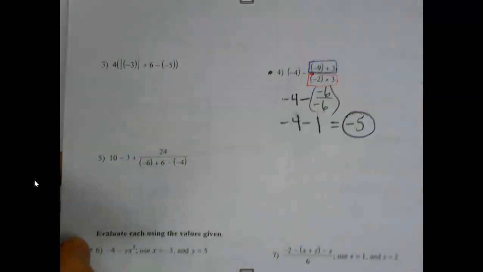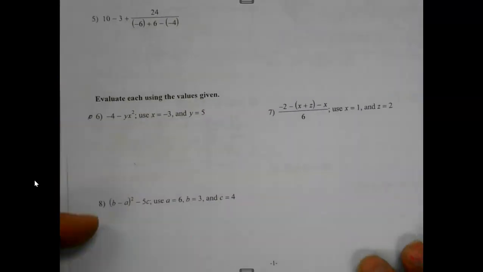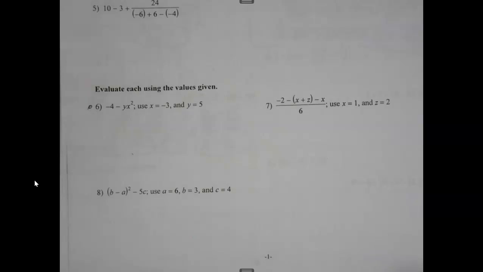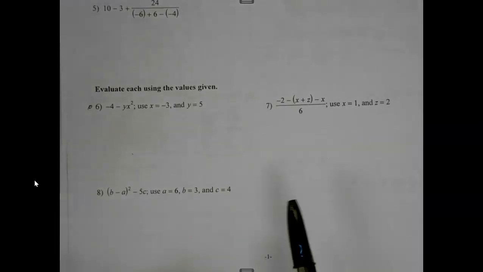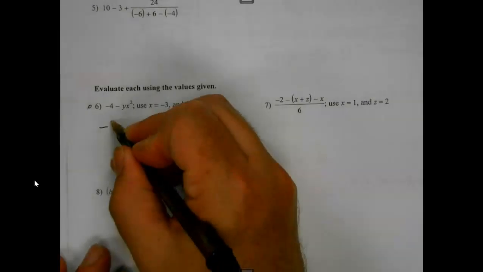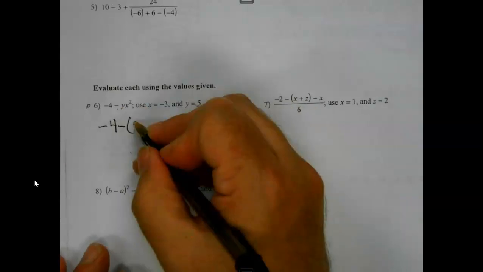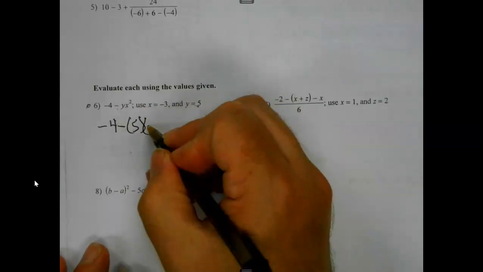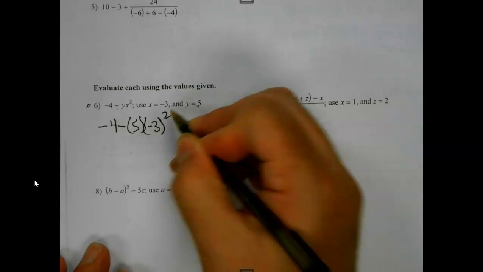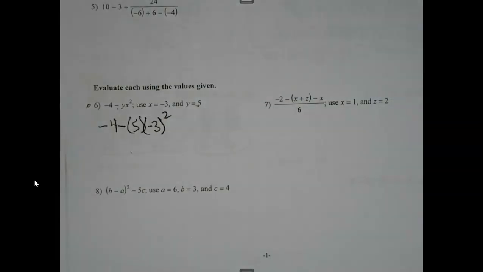And the thing I also see get most often missed on this first quiz, when you substitute, it's a good idea to use parentheses, especially if you're multiplying. So y is 5. X is -3 squared on the outside.